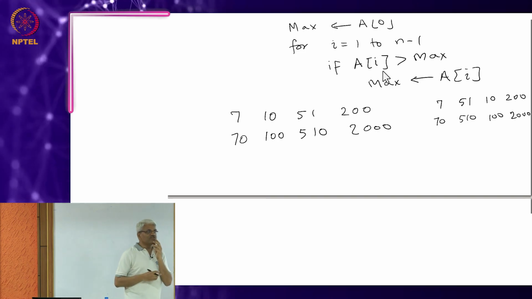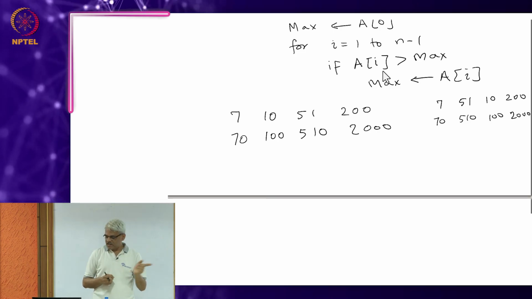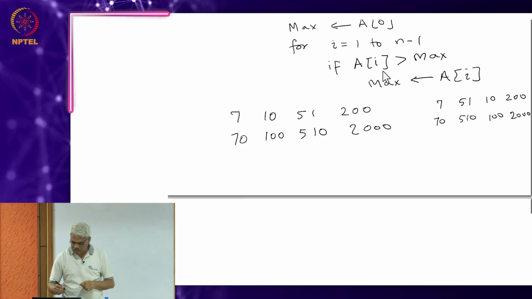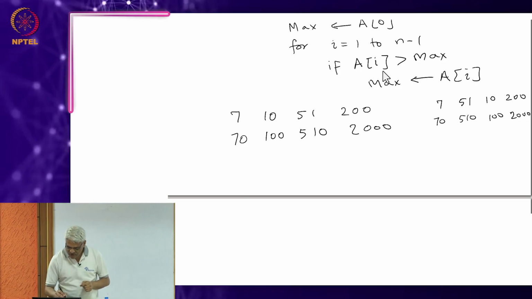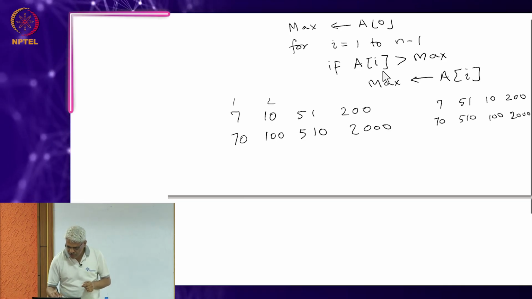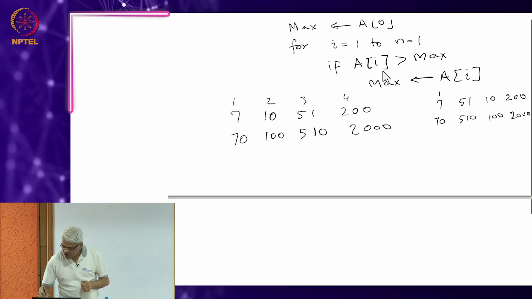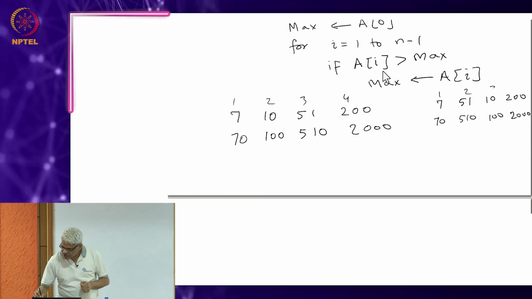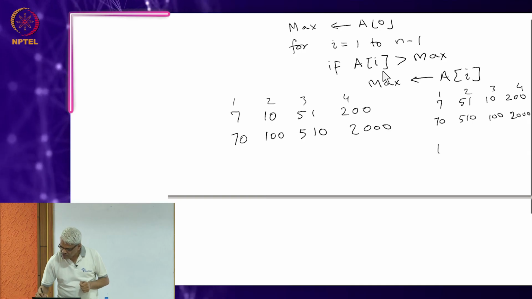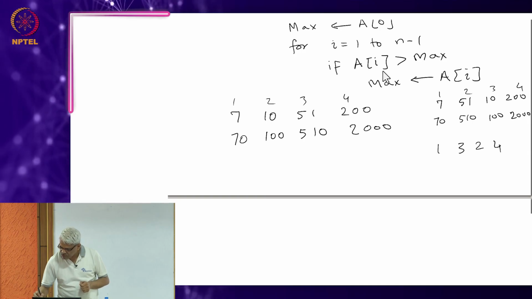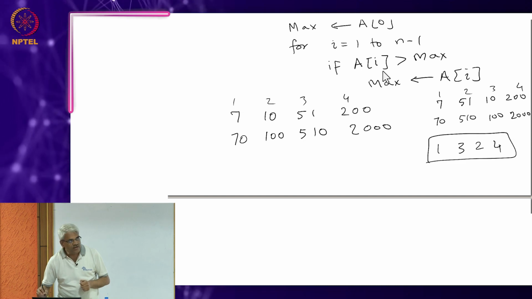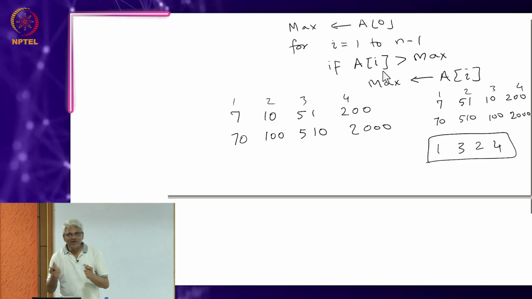Okay, if we sort both the arrays, the indices. So, for example, here if you say 1, 2, 3, 4, 1, 2, 3, 4 would be the sorted order. Here it would be 1, 2, 3, 4, then 1, 3, 2, 4. So, what is this? I am looking for a word.